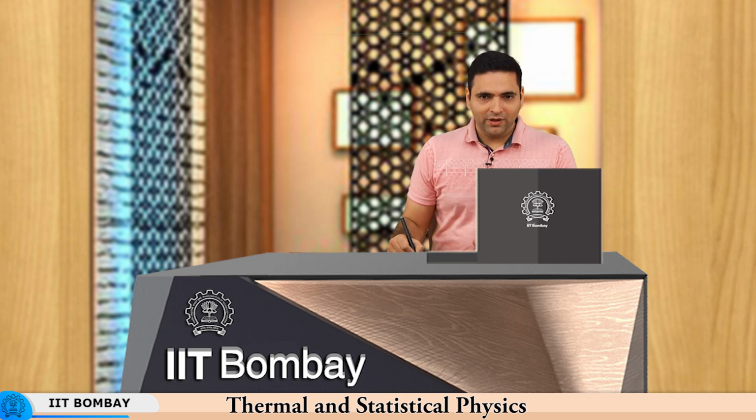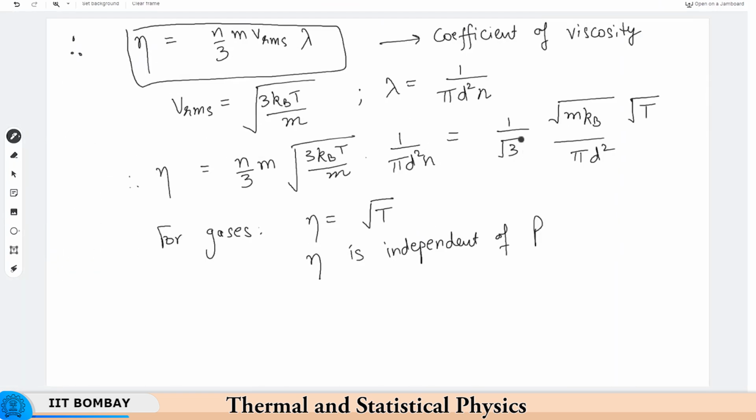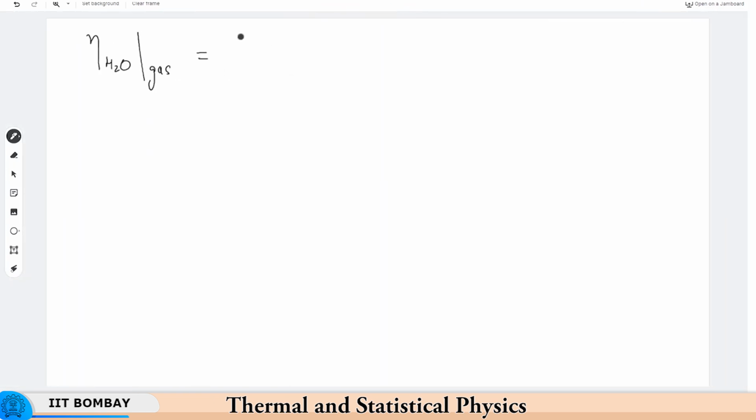Remember, we now have this formula of eta, which is 1 by square root of 3 times this thing, and now we can very easily plug in all the values that we know for the water molecule. So, for example, eta of H2O in gas phase. Maybe I can write this down again: square root of m k_B T by 3, times 1 by pi d square.